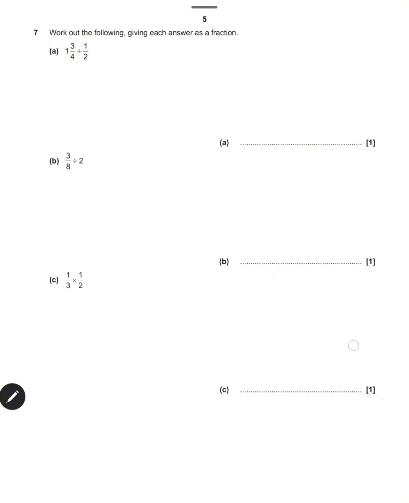Question 7, we've just got some fraction work to do. So first question is to add fractions. And we've got to do 1 3/4 added to a half. If you're ever adding fractions or doing anything with fractions, I would never work in mixed numbers. So let's change this to an improper fraction. I'm going to do 1 times 4 is 4. Then add that 3, gives me 7. So that's 7/4, that first fraction.